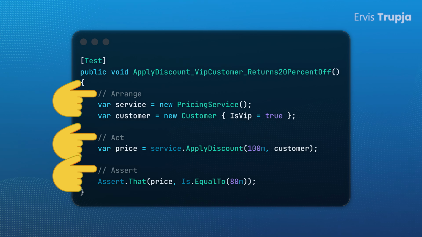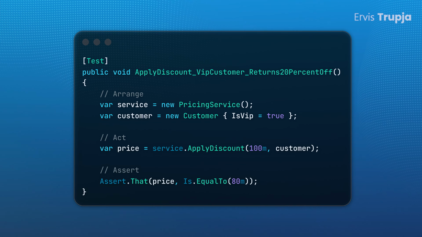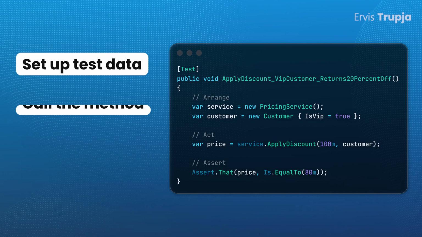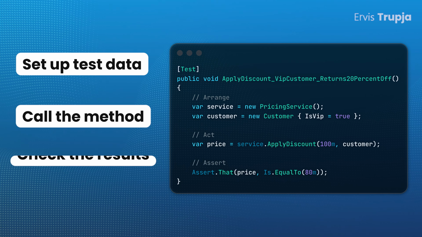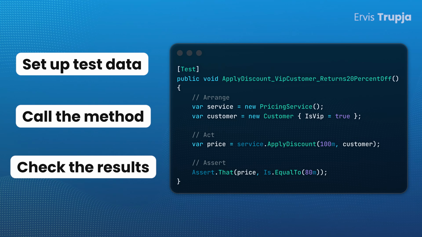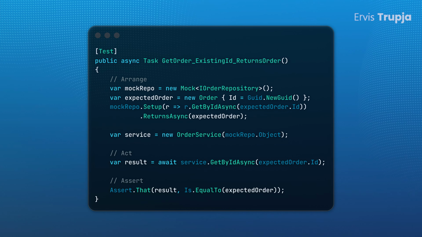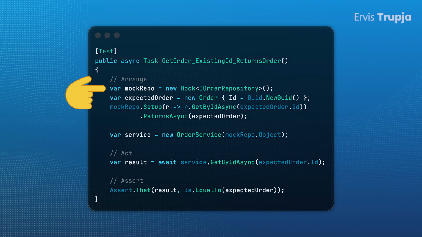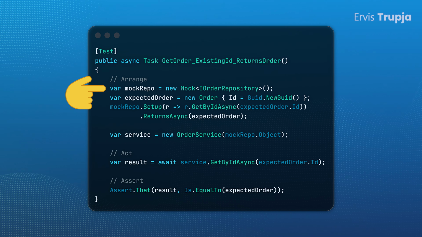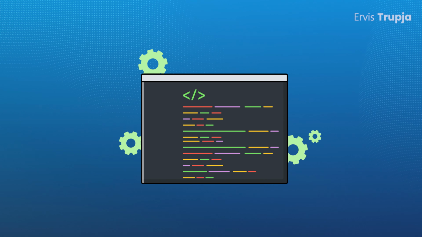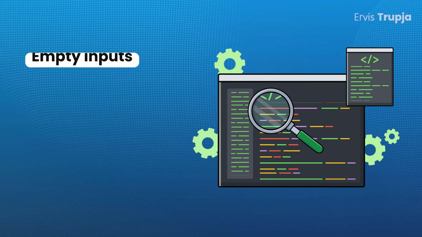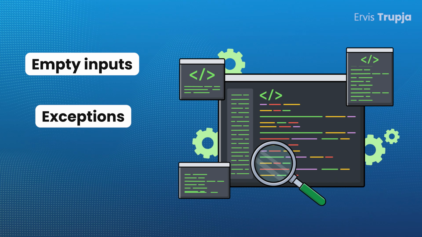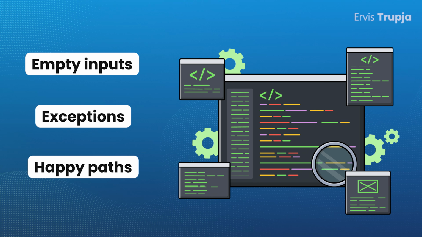Follow the Arrange-Act-Assert pattern, where you set up test data, call the method being tested, and check the results against expected values. Mock dependencies with frameworks like Moq to isolate the unit being tested from external systems like databases or web services. Write tests for edge cases like empty inputs, exceptions for invalid data, and happy paths for normal usage.